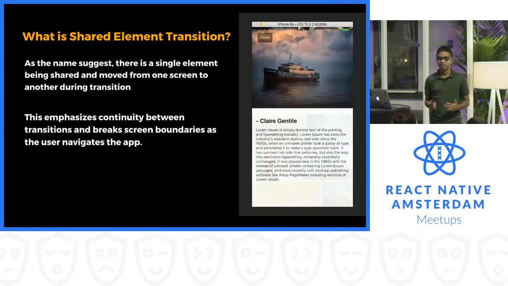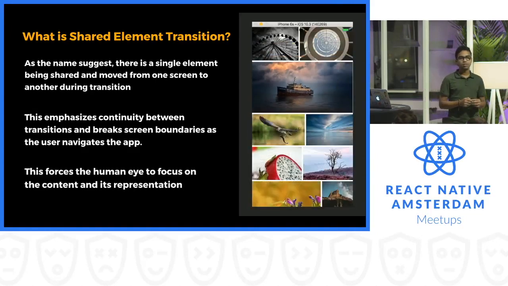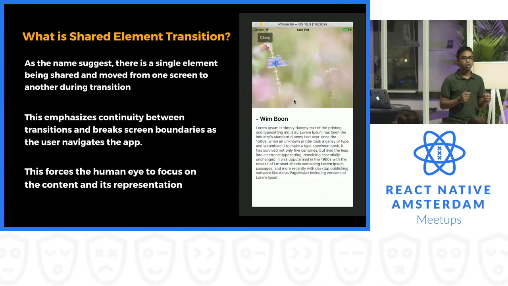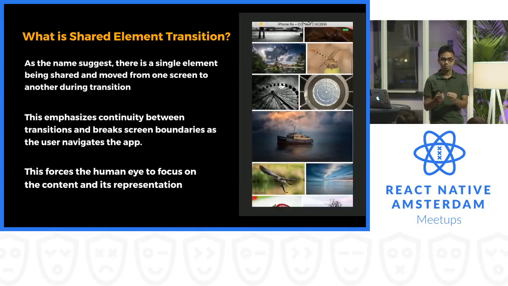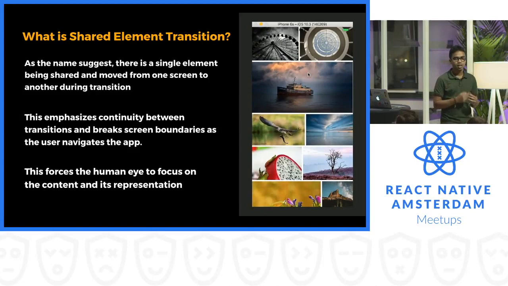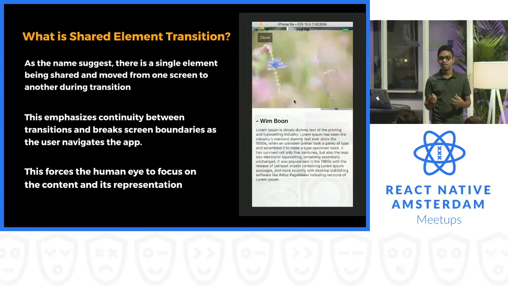So it gives you that continuity, and it forces the human eye to focus on what you want, or focus on the context and the representation. So you click on a button and the button grows to become some image, so you already know what that particular item is in the new screen.